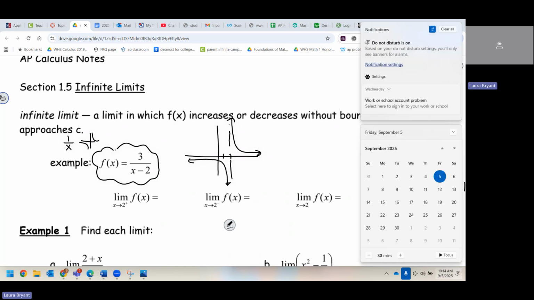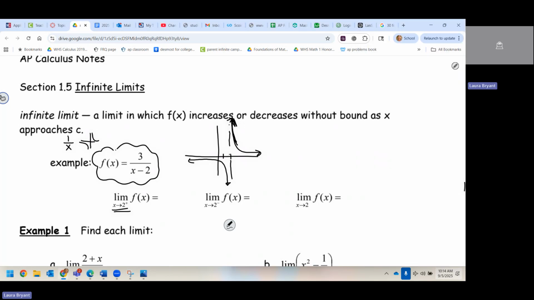Then we're asked about the limit as x goes to 2 from the right. So that means from the right of 2, which is here, I'm looking to see what's happening at the y value there. And the y value there is going to be positive infinity. Then I'm also going to look to the left of 2. So I'll look for values smaller than 2, which is here. And that arrow is going down towards negative infinity.